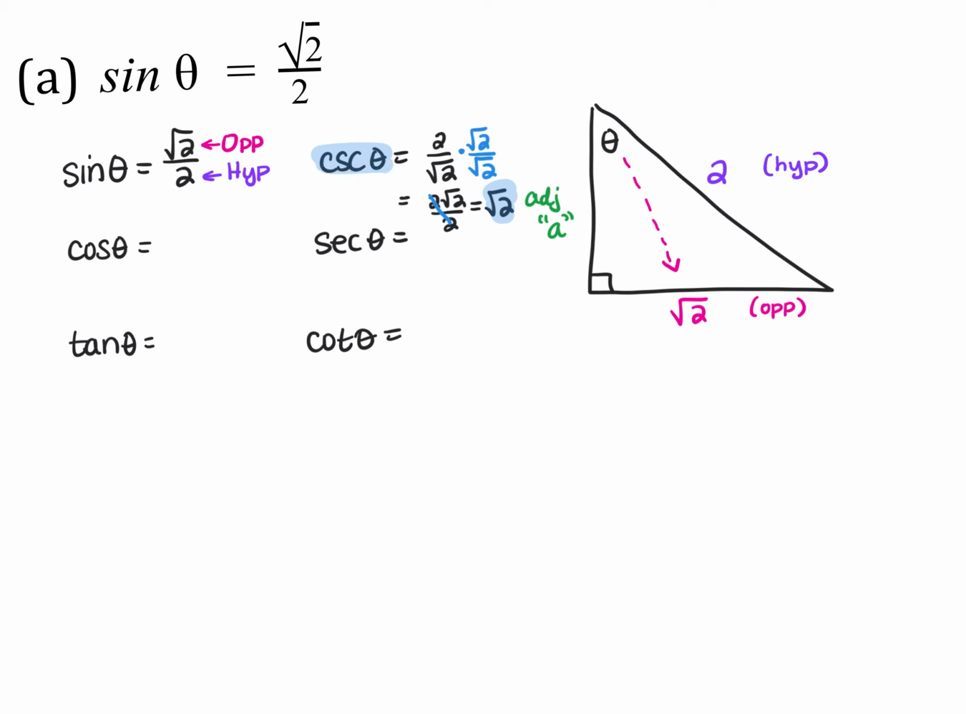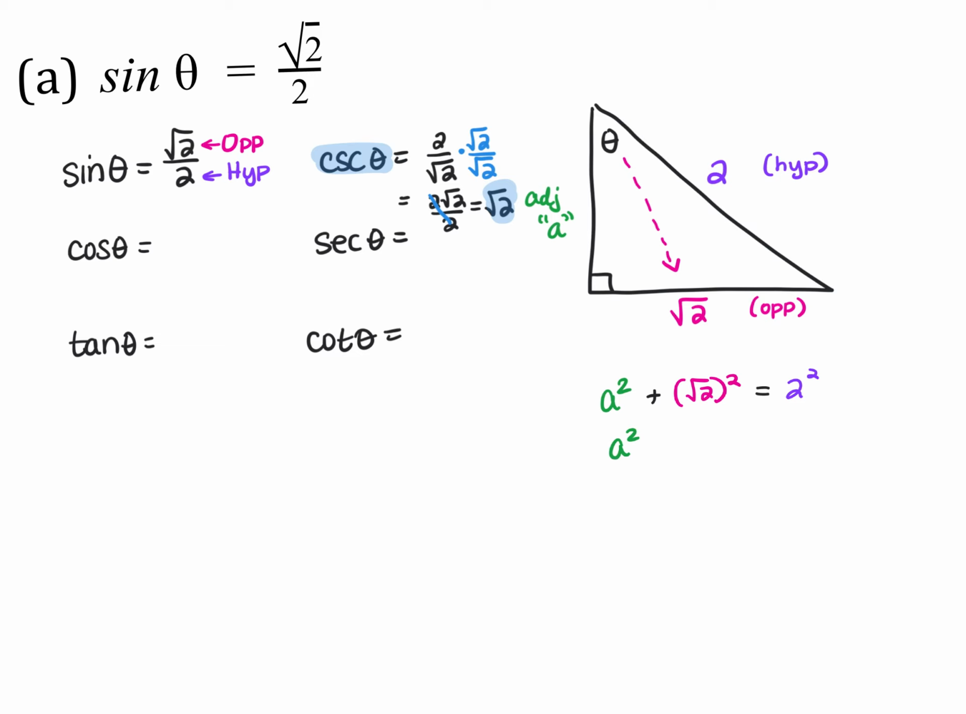All right, next up. To find anything else in this triangle, I need to know what the adjacent side is, right? I can't find cosine without adjacent, which means I can't find secant. And I can't find tangent without adjacent, which means I can't find cotangent. So I'm going to use Pythagorean Theorem once again to solve for A. So what I know is that A squared plus radical 2 squared is going to be equal to my hypotenuse squared, which is just 2.